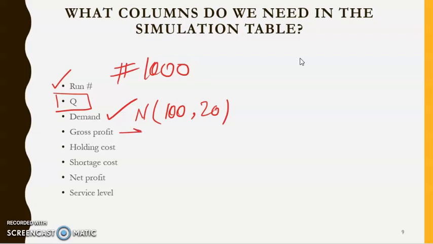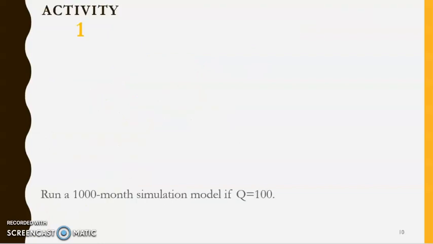Gross profit, you know how to calculate it. Holding cost, you know. Shortage cost, you know. And net profit is the result of these three things. And we only need to talk about the service level, which I'm gonna talk about while we are doing the simulation model. So in that way, you can stay caught up much better. So in the next slide, that is activity 1, it just asks us to run a 1000 month simulation model if Q equals 100.